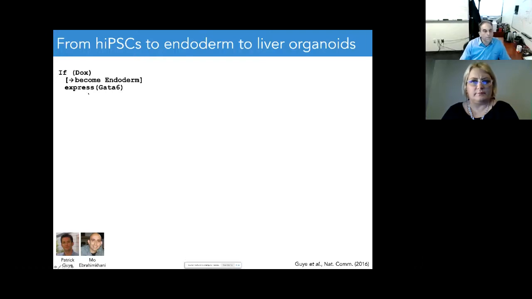And so the first step was for a stem cell, if DOX, so DOX is a small molecule, then we want that cell to become endoderm. And the way we envision doing that is by producing or expressing a particular protein called GATA6. Now, when we started this, and until we demonstrated this, this was not known. But GATA6 was implicated in endoderm differentiation, but nobody knew whether if you could produce GATA6, you can drive stem cells towards endoderm in a genetically engineered fashion. So we set out to do this.